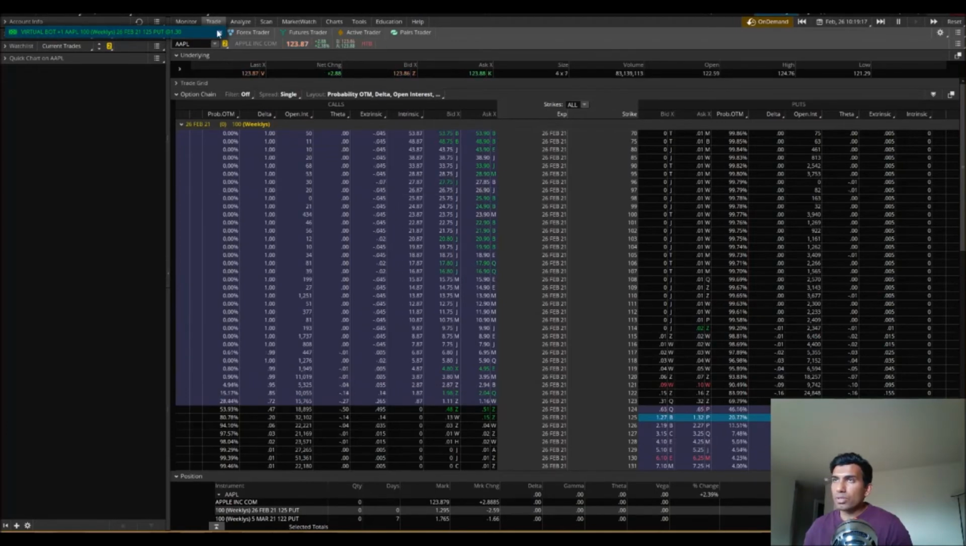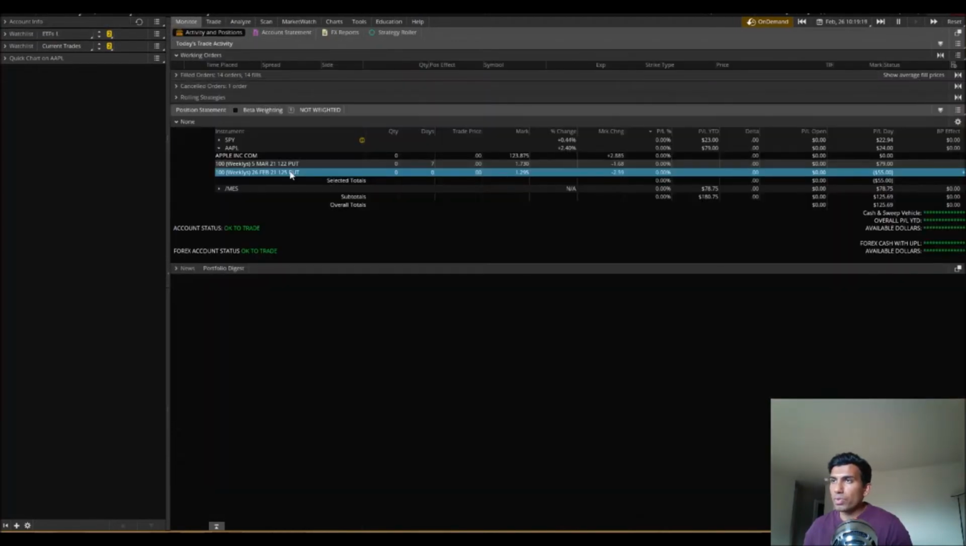That order has gone through. So now if I jump back to the screen, you can see the 125 put, 0 quantity, and the trade has been closed. Now the next part of rolling an option is opening a new cash secured put.